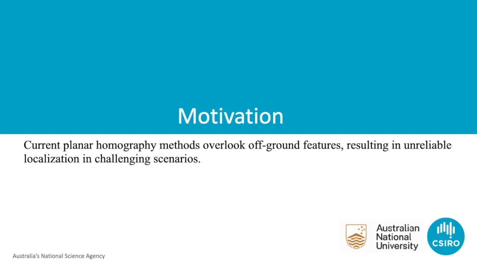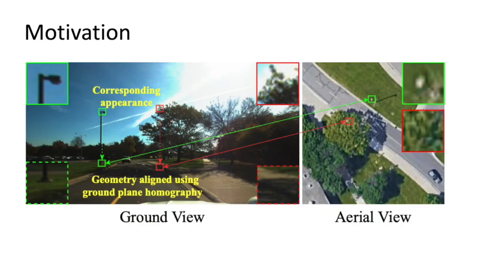Firstly, I will explain the motivation of our work. Existing geometry alignment-based methods, employing techniques like polar transformations or planar homography, focus on establishing correspondences for on-ground clues. This often results in neglecting important landmarks on the road, leading to a lack of robustness in scenarios like road mark fading. Here is an example.